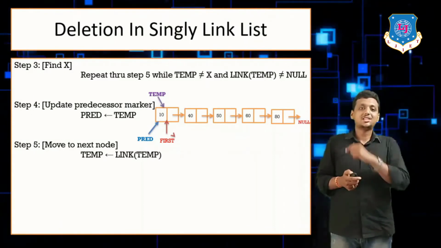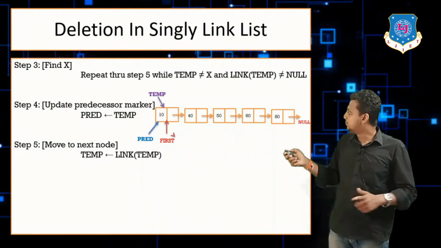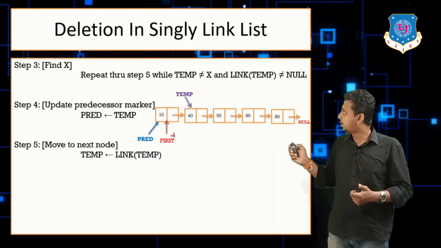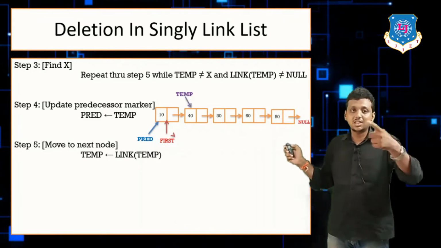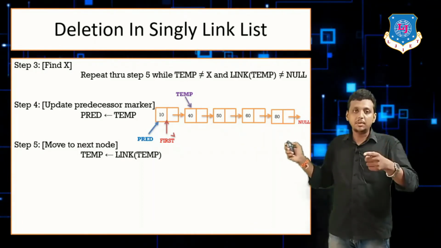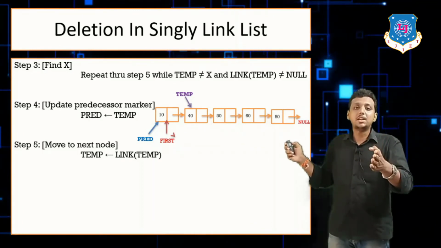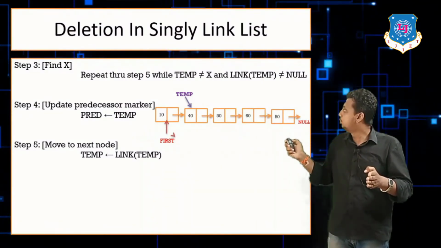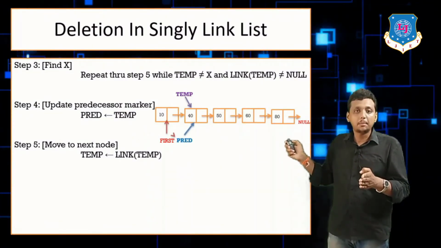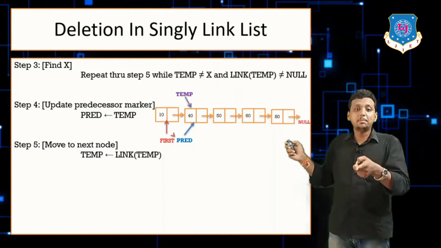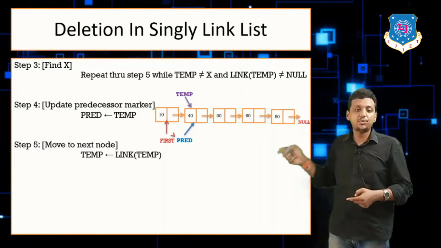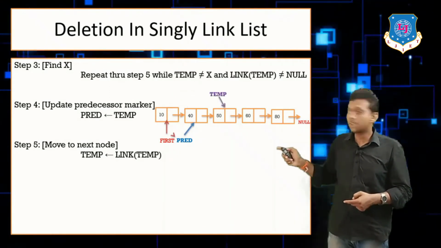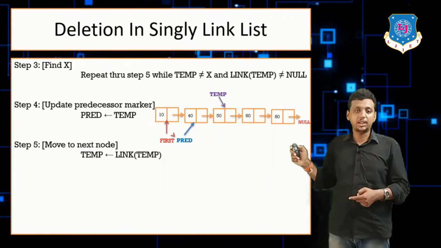Step number 5 is temp to link of temp, because we need to traverse. So let's start the traversing. Temp will move further and point to 40. Now again check the condition. Is temp equal to x? No. Is link of temp equal to null? No. So your pred will move further and be assigned to temp. Next, temp is equal to link of temp, step number 5. Temp will move further and go ahead to 50.